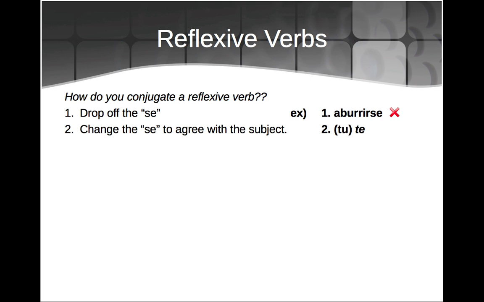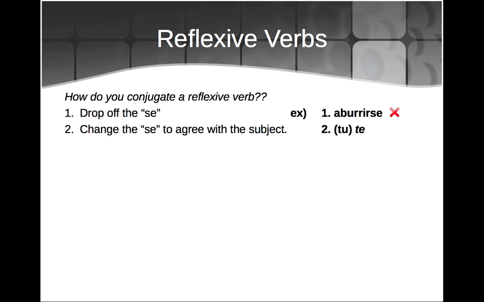All right, and if I want to conjugate it, let's say to the tú form. Tú is your subject, and you're saying you are getting bored. We can do present tense here. You're going to change the se to agree with whatever the subject was. So our options from our pronouns were me, te, se, nos, or se. So the te is what we're going to use because it agrees with tú.